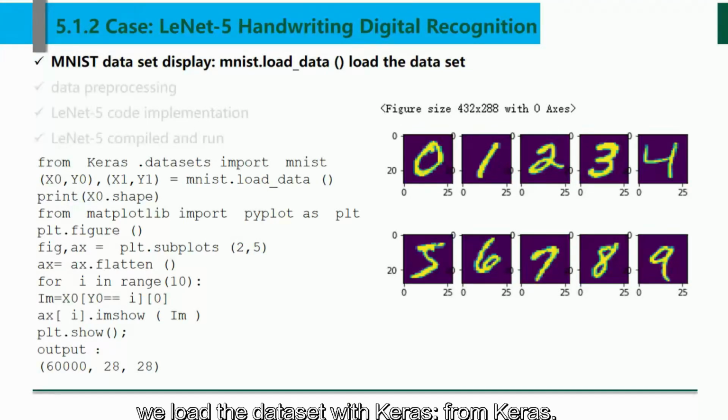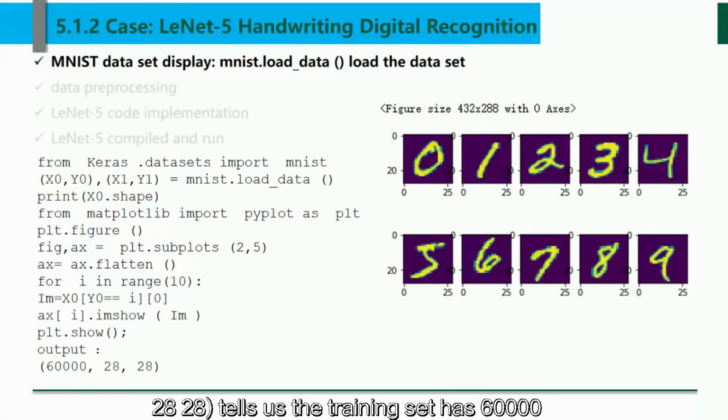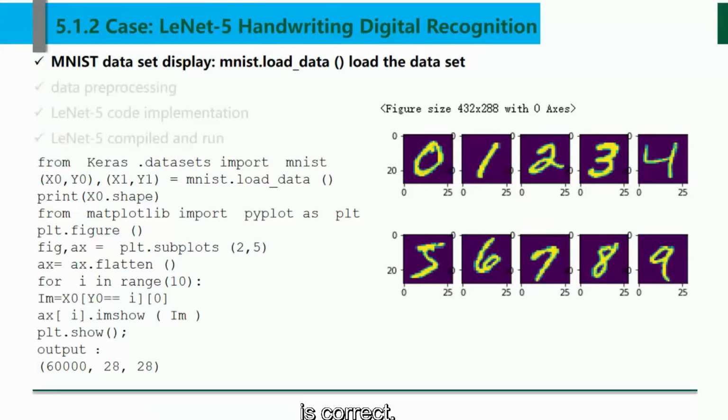First, we load the dataset with Keras: from keras.datasets import mnist, and (x0, y0), (x1, y1) = mnist.load_data(). The output 60,000, 28, 28 tells us the training set has 60,000 samples, each a 28 multiplied by 28 grayscale image. We also visualize the 10 digits, 0 to 9, with Matplotlib. Loop through each digit, take the first sample of that digit, and display it. This lets us confirm the data is correct.